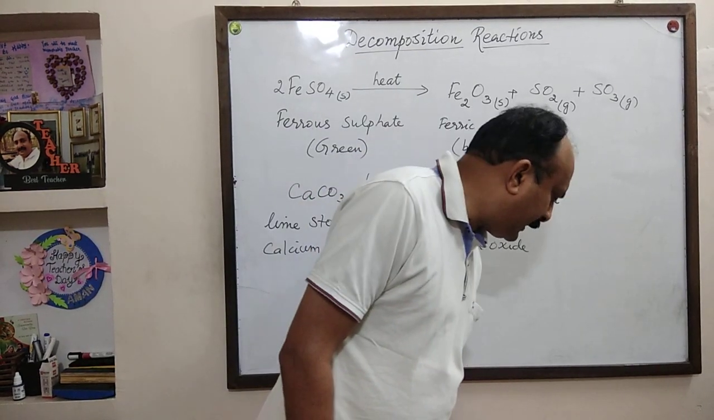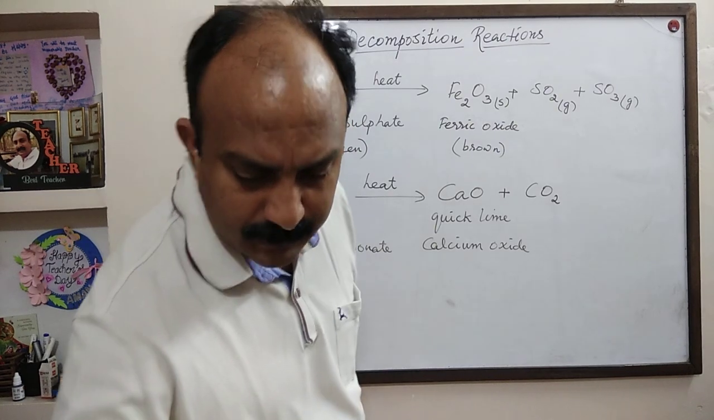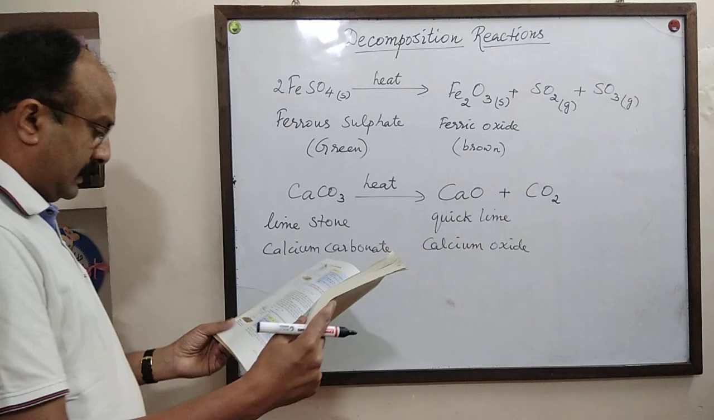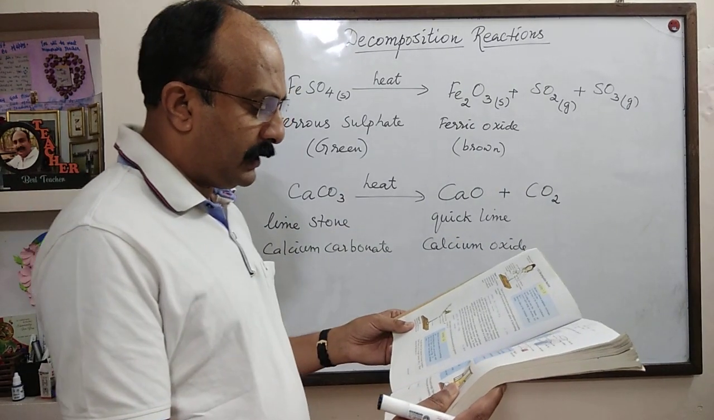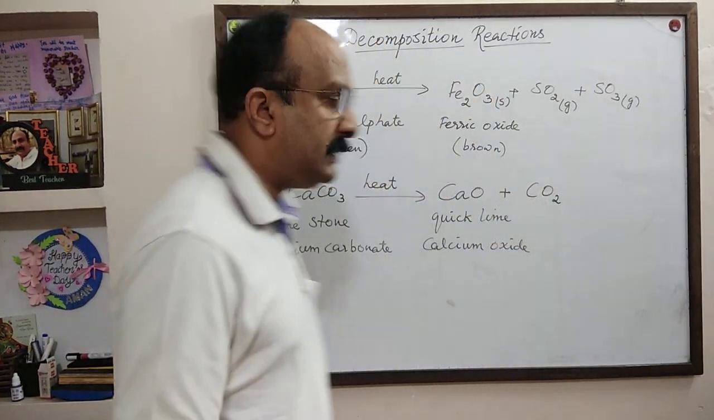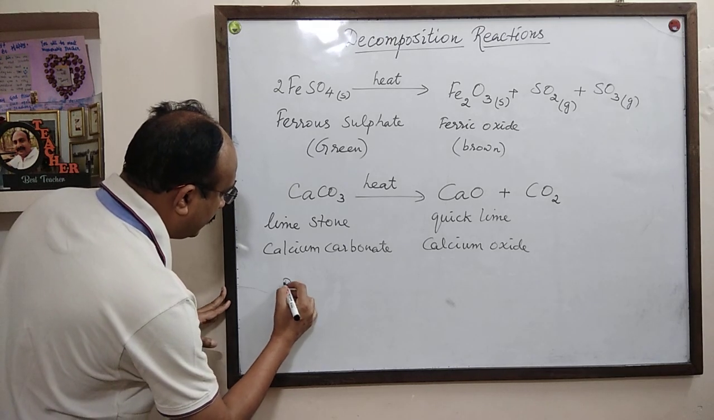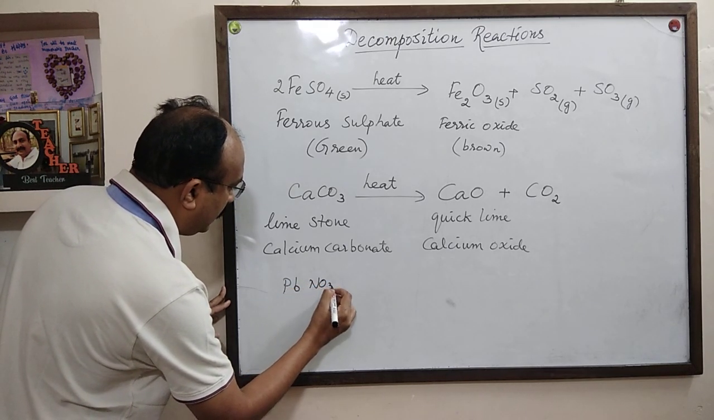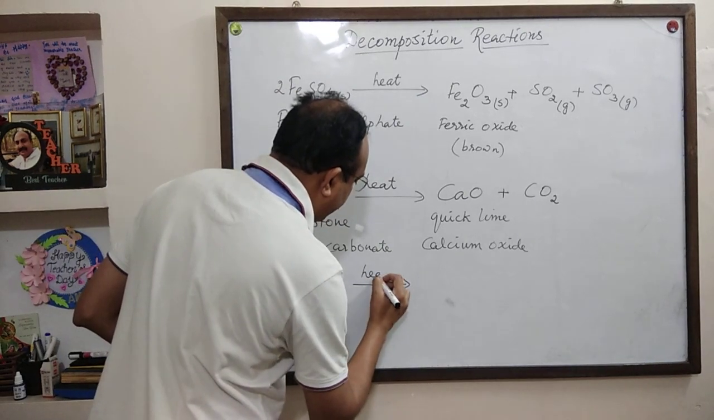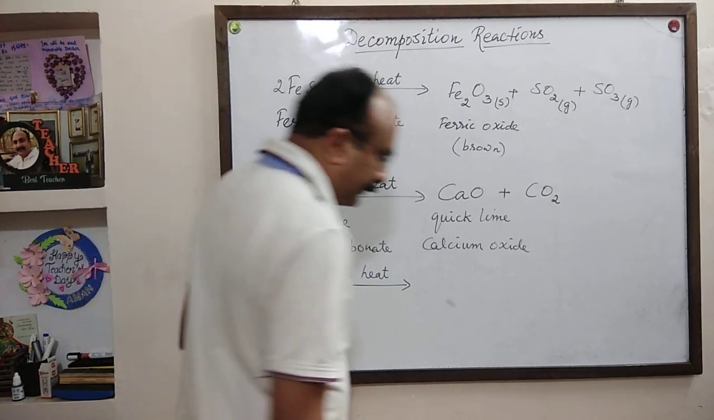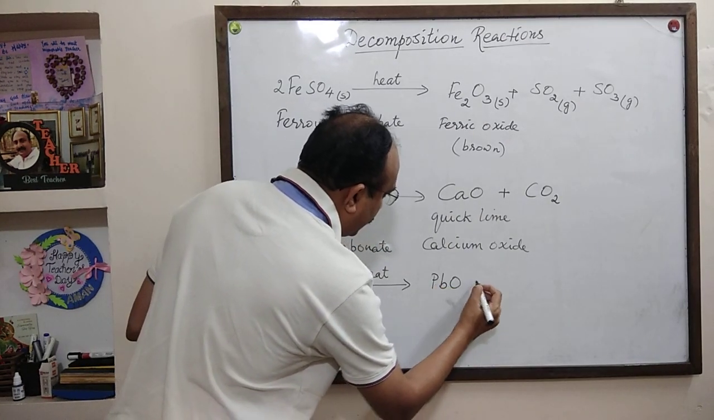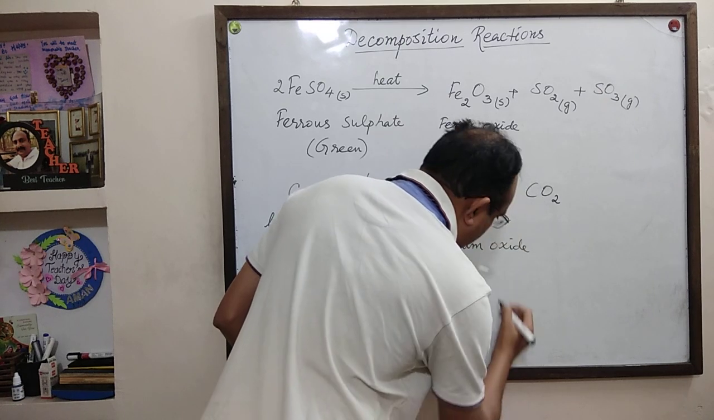Another example is given, lead nitrate on heating. Heating of lead nitrate crystals. Take about 2 gram lead nitrate powder in a boiling tube and heat it. What do you observe? Lead nitrate is Pb(NO3)2. Again on heating it gives PbO plus NO2 plus O2.